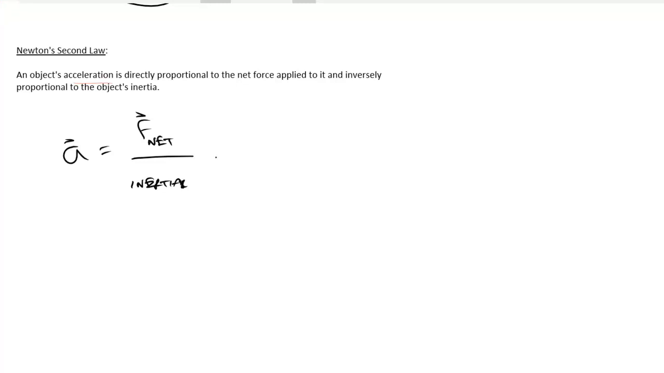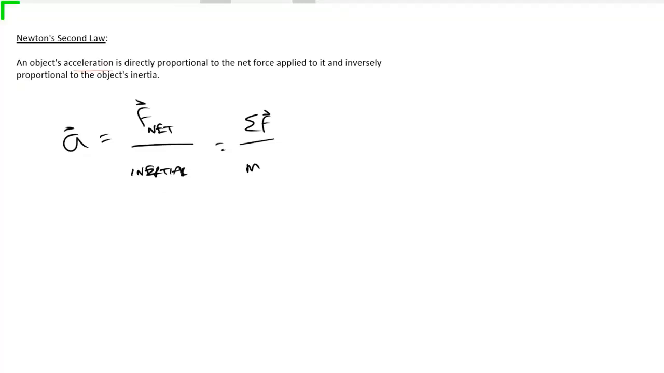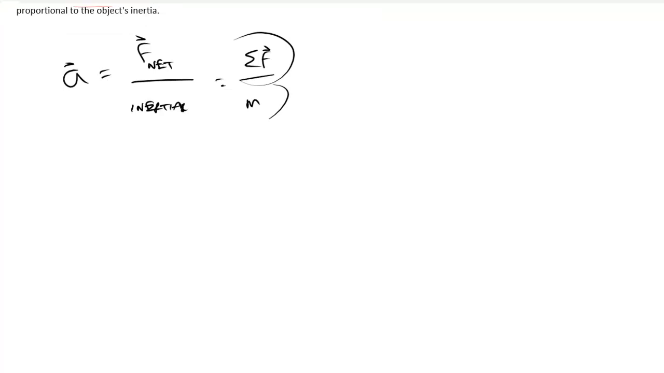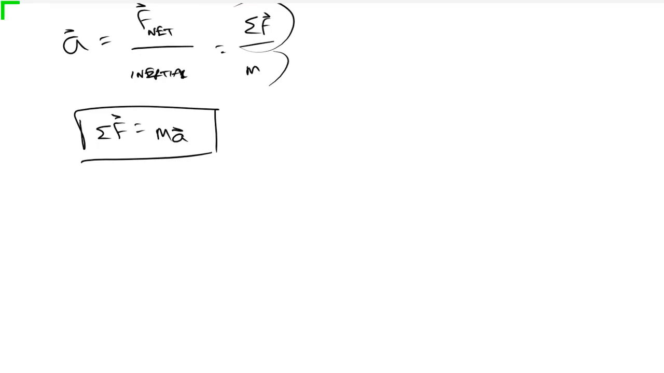And we said in the previous video that the net force is the same as the sum of all the forces acting on it, and the inertia is the same as the mass. The linear inertia is the same as the mass, and so we have the acceleration is directly proportional to the sum of forces and inversely proportional to the mass. Typically, we write this as the sum of the forces is equal to the mass times the acceleration. And this is Newton's second law. Force equals mass times acceleration.